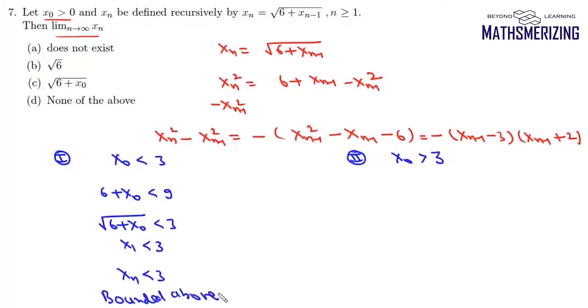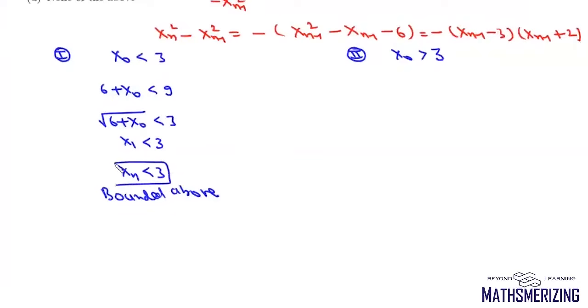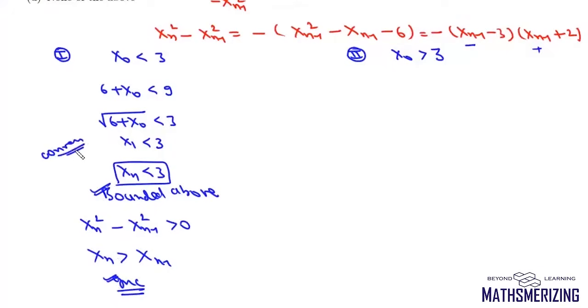Now if xn is less than 3, then this value will be negative, this value will be positive, and then we have this minus sign here, so it will be minus and minus, plus. So we can write xn² - xn-1² will be greater than 0, that is xn is greater than xn-1, that is the sequence is monotonic increasing. So if the sequence is bounded above and increasing, that means this sequence is going to converge. Now what about the second case?